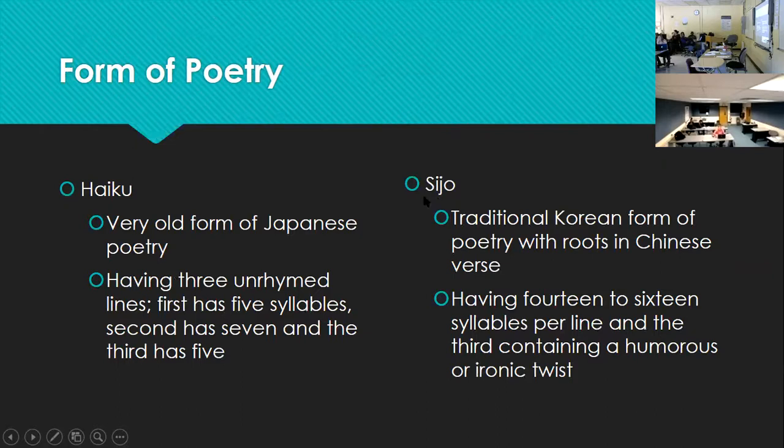All right, this one's a little tough. I think it's a seijo. It is a traditional form of Korean poetry. Seijos and haikus both have roots in Chinese verse. It is a poem kind of like the haiku, but instead it has 14 to 16 syllables per line, with the third line containing a humorous twist.